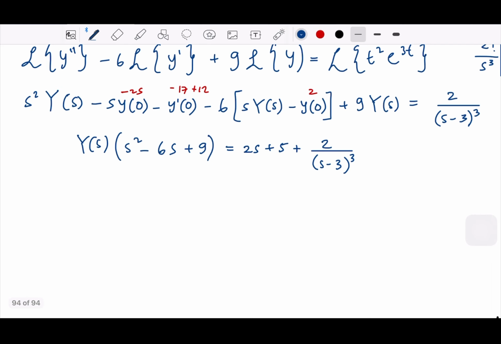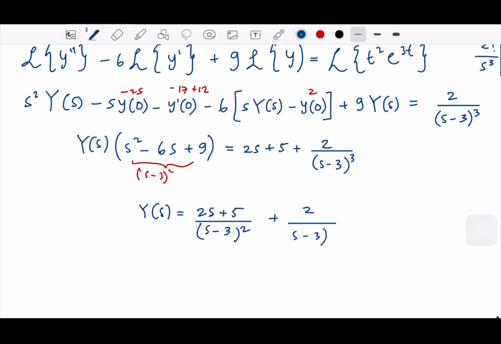And then what should we do now? I think we can simplify this. This is (s minus 3) squared, right? So we could take that and divide all with (s minus 3) squared, okay, and then plus 2 over (s minus 3). Now it's from cube, and then plus 2, it's 5, okay, it's 5.